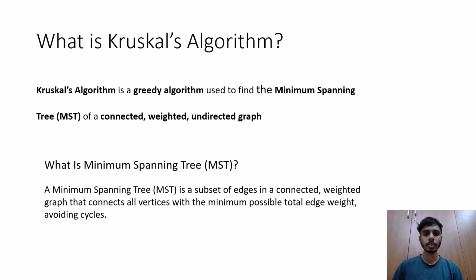What is a minimum spanning tree (MST)? The minimum spanning tree is a subset of edges in a connected weighted graph that connects all vertices with the minimum possible total edge weight, avoiding cycles.